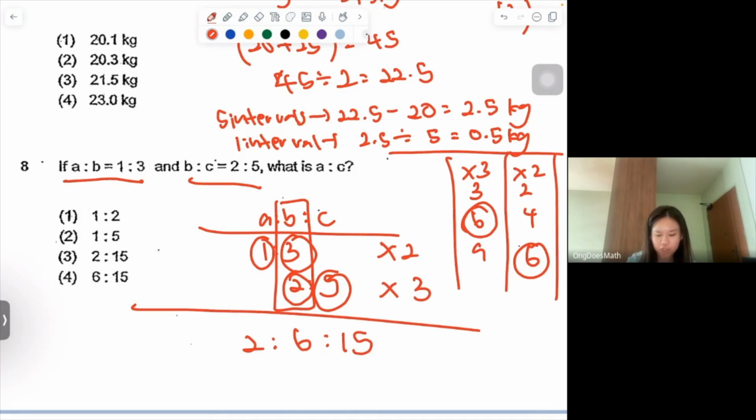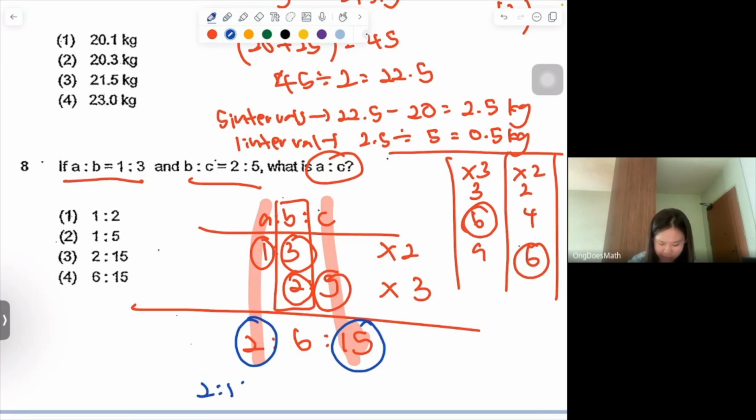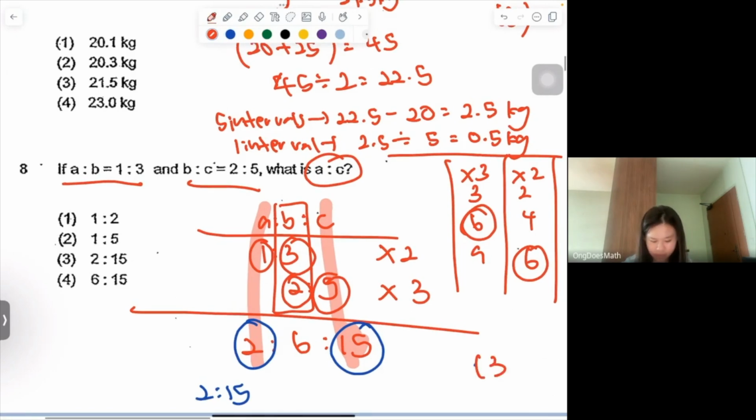Now we just have to extract out A is to C. So you can see that it's actually 2 is to 15. And hence the answer is 2 is to 15. And that gives us option 3.